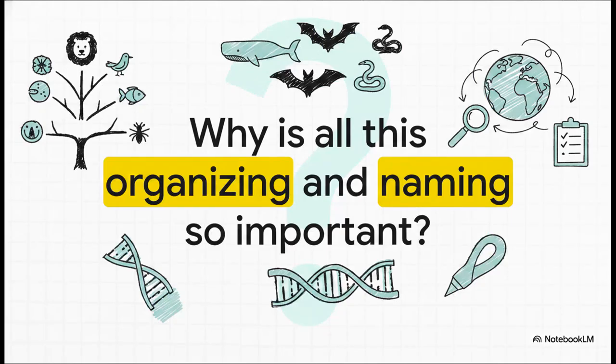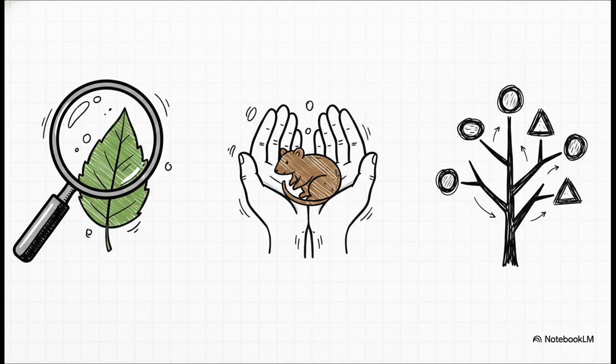Okay, let's take a step back for a second and ask the big question. Why is all this organizing and naming actually important? Why do scientists spend so much time figuring out which animals belong to which genus and species? I mean, it's not just to make neat lists. It has a massive, real-world impact. This system actually helps us save the planet.